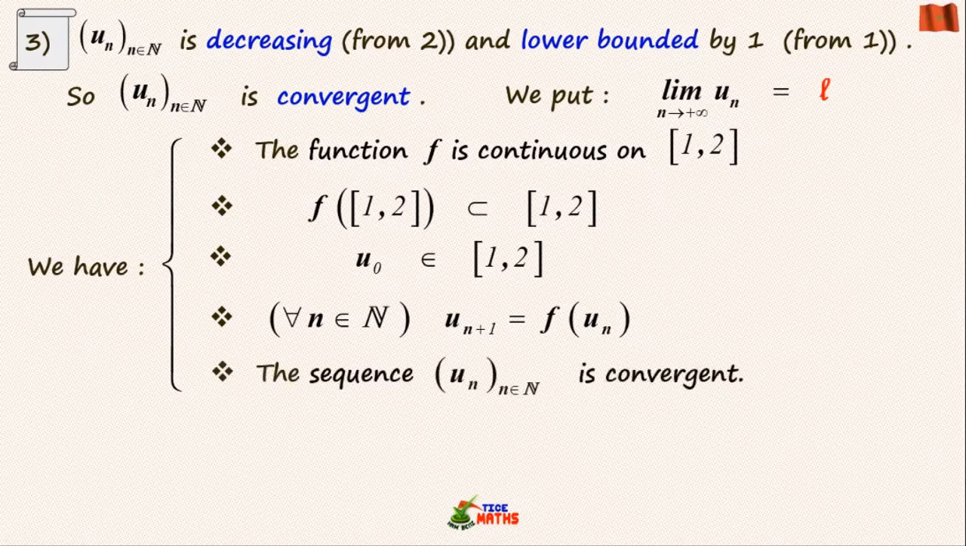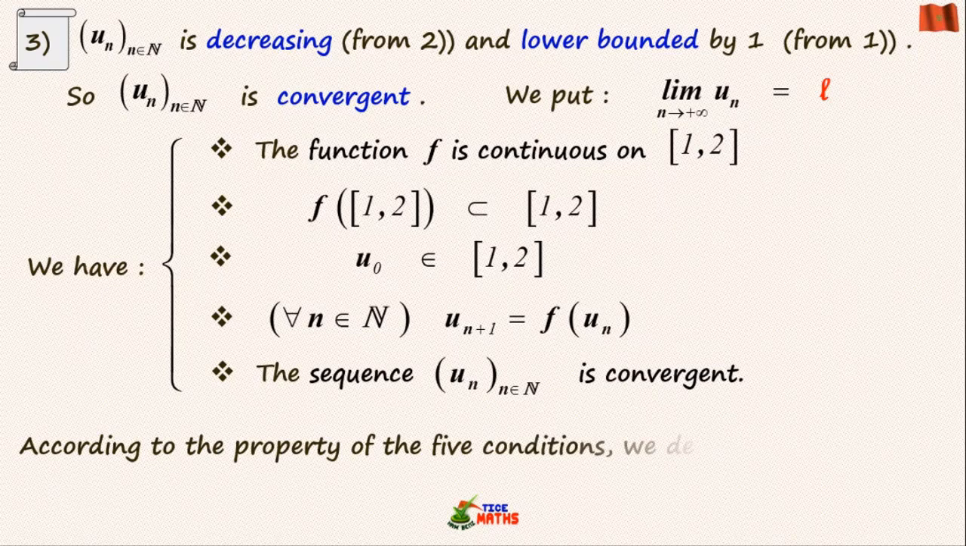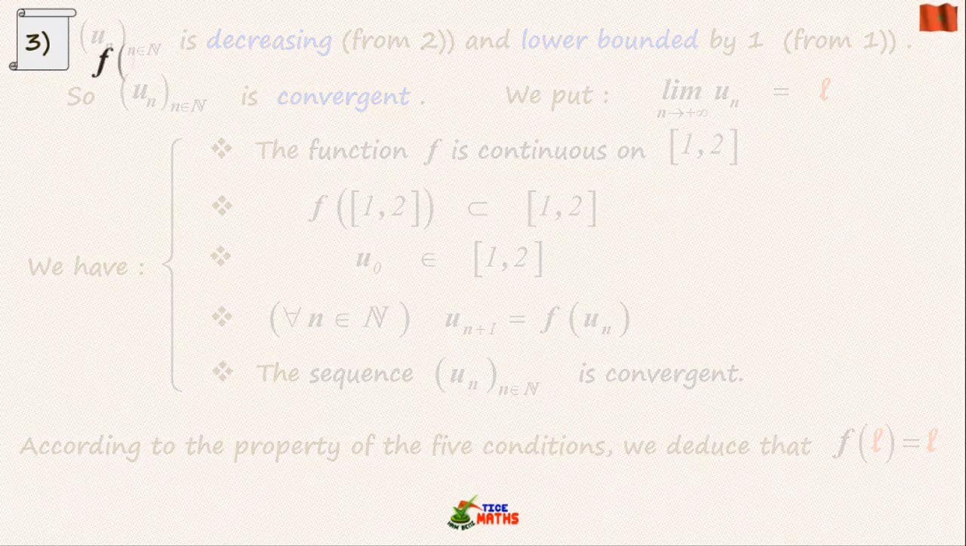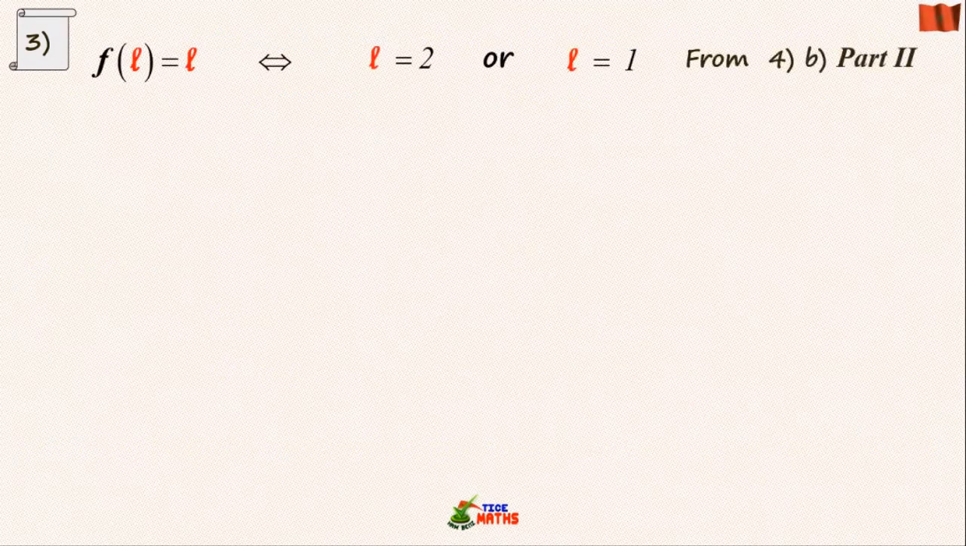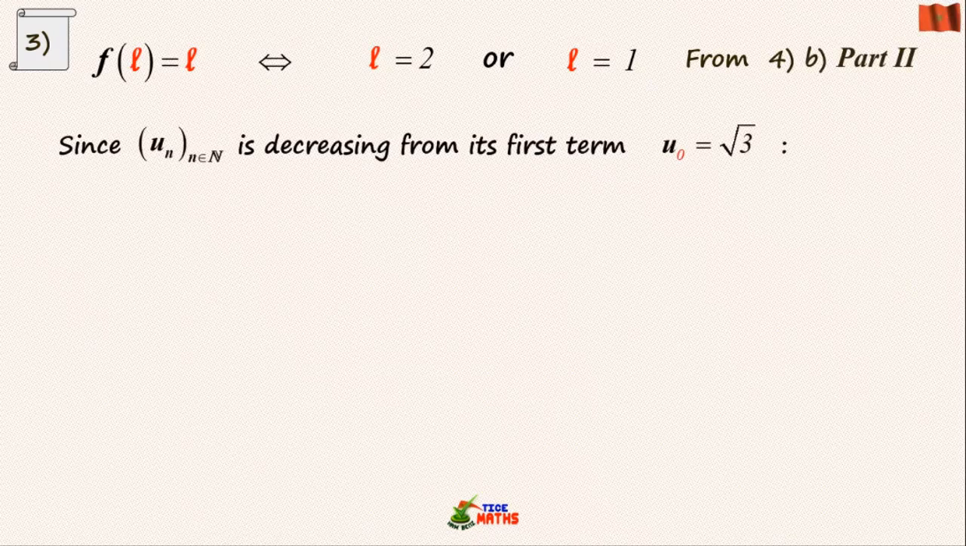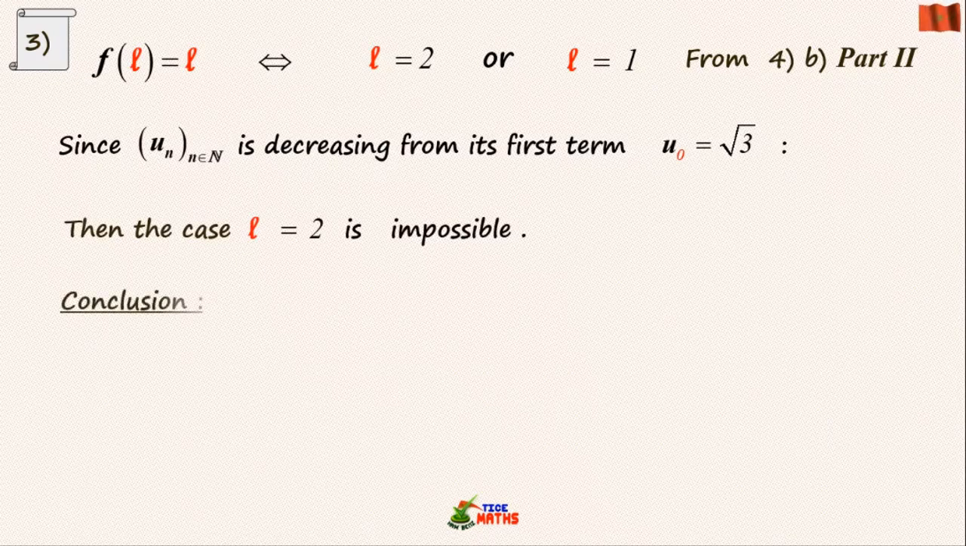After that, we deduce that f of L equals L. L is a solution of the equation f of x equals x. So we get L equals 1 or L equals 2 from question 4b part 2. The sequence (un) is decreasing, so all of its terms are less than its first term, square root of 3. Its limit also is less than square root of 3. That's why we eliminate 2 and conserve L equals 1.